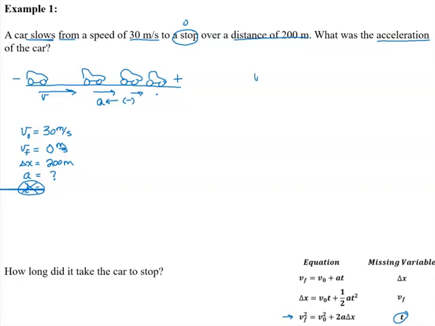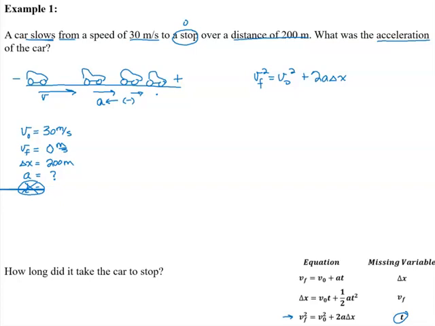So I'm going to go ahead and write it. My final velocity squared equals my initial velocity squared plus 2a delta x. So my next step is going to be to solve for my missing variable, or the variable I'm looking for. In this case, acceleration.